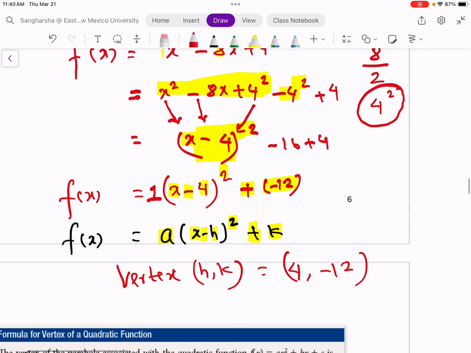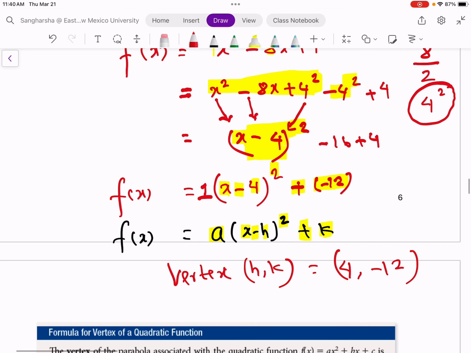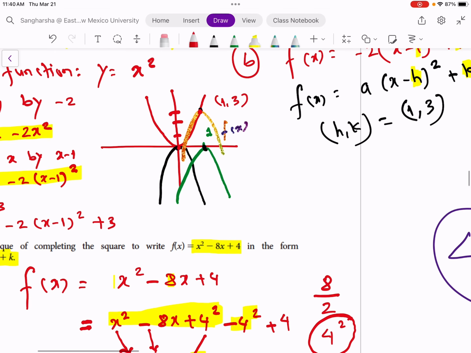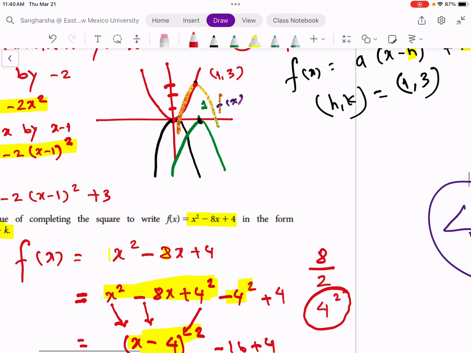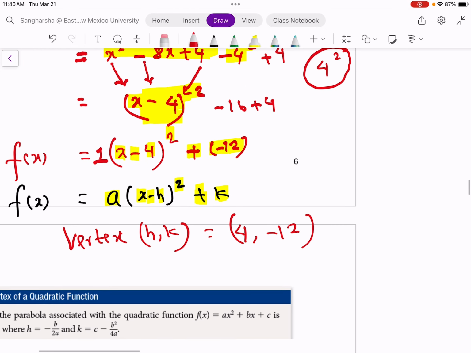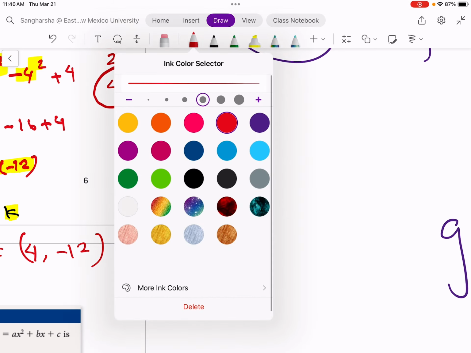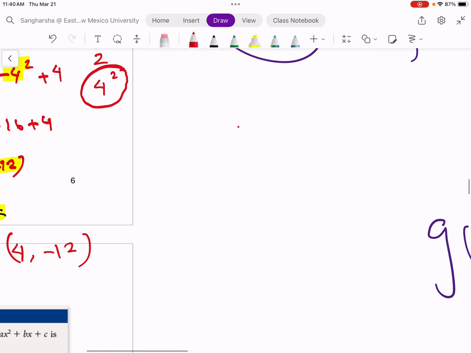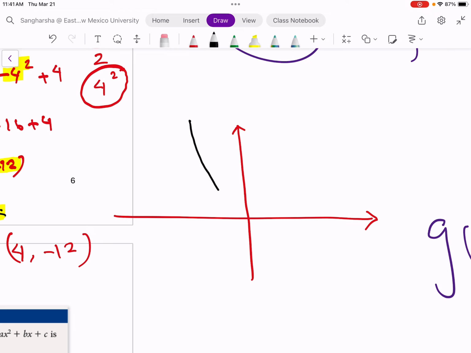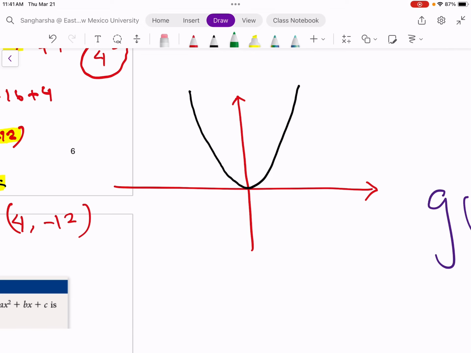Now let me draw. We don't have a graph for this function, but I think we can draw it very easily. Let me take a very general graph of a basic function, and we will study the different features of it. So we have this parabola, and we already know what we call this point: the vertex. It is (h, k).